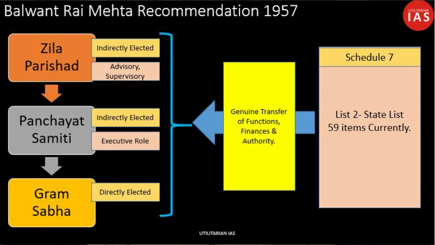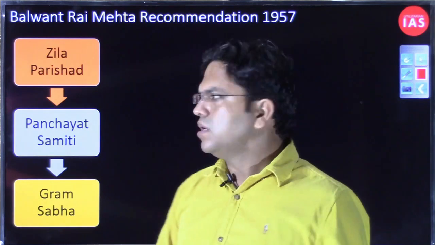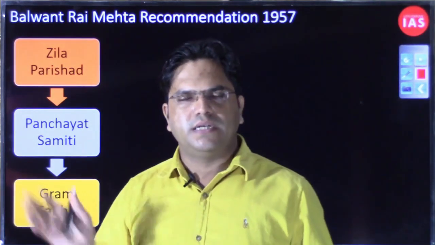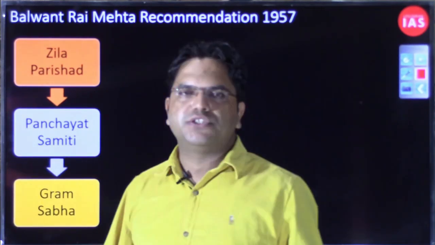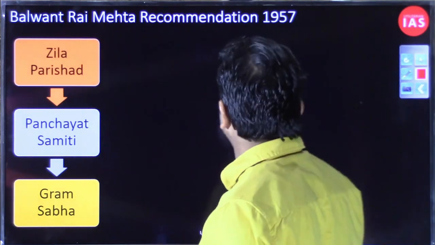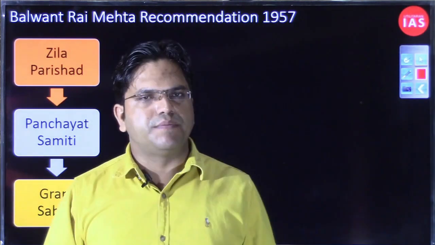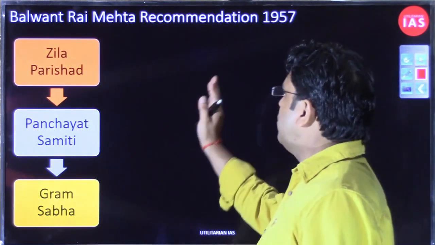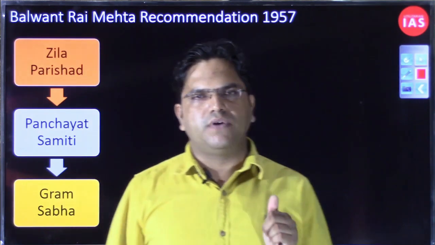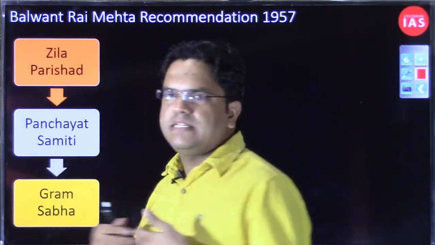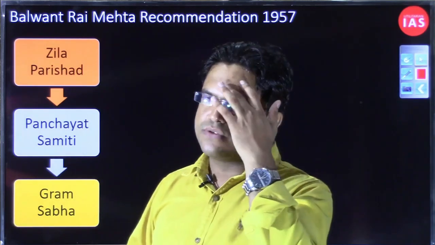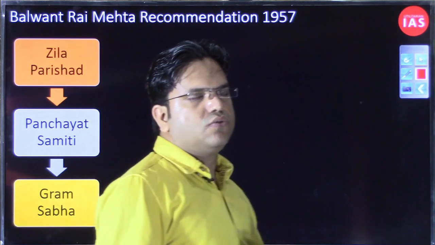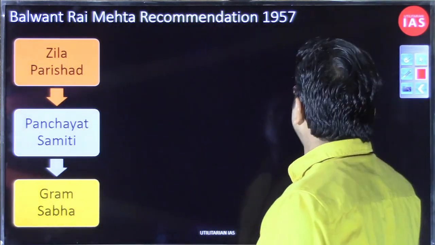So this is your Balwant Rai Mehta Committee. Their first recommendation was creation of a three-layered physical structure, right. At the top you had the Zila Parishad, at the intermediate level the Panchayat Samiti, and at the bottom level the Gram Sabha. Again let me clarify that it's not that until 1957, or until this recommendation of the Balwant Rai Mehta Committee, there was no existence of Panchayati Raj institutions. What was lacking was uniformity in structure, right. Some states had only one structure, some states had a two-layered structure, a few states may have had a four-layered structure as well. So there was no uniformity across states. The first recommendation that Balwant Rai Mehta made was to bring uniformity across these states.